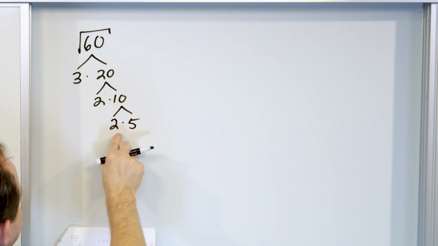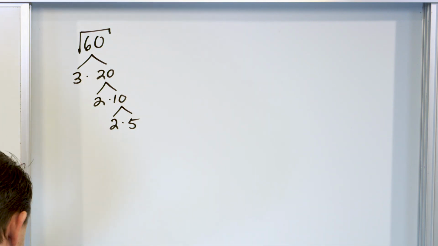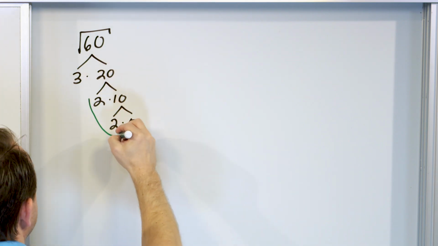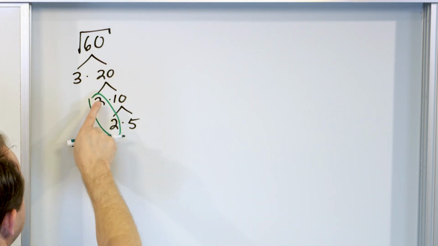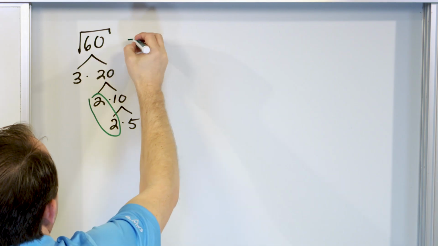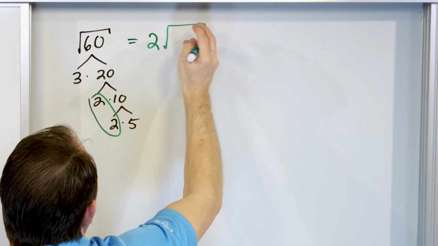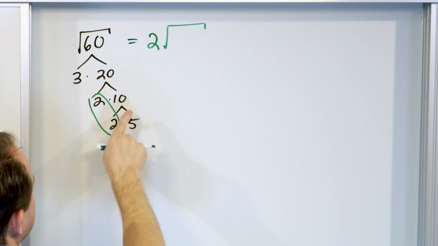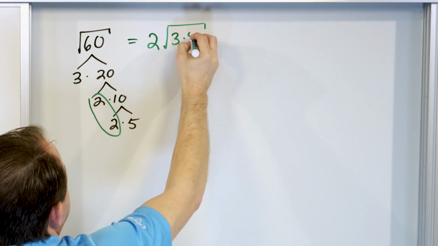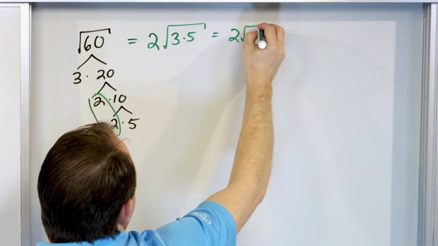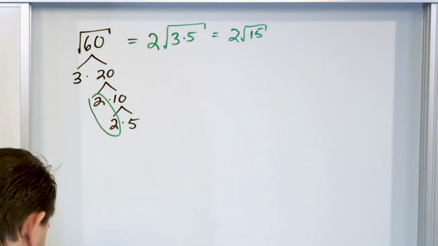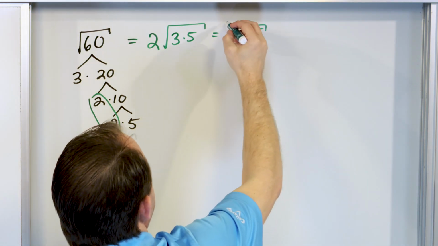And now I'm done because I have prime numbers in the bottom everywhere. And I start looking for pairs. The only pair that I have is the 2, so I circle that. The 3 and the 5 have no pairs. So what you do is you take the 2 out, only once though. Underneath the radical lives what is still in the bottom of the tree multiplied, 3 times 5. So you get 2 times the square root of 15. And that's the final answer.